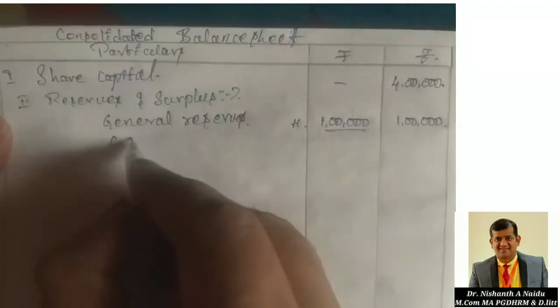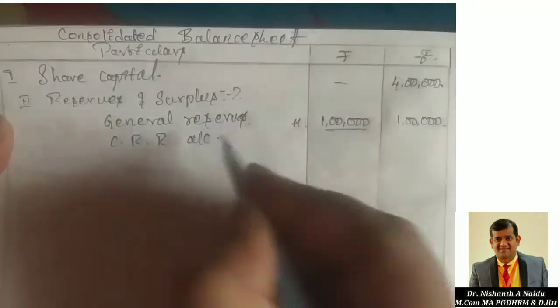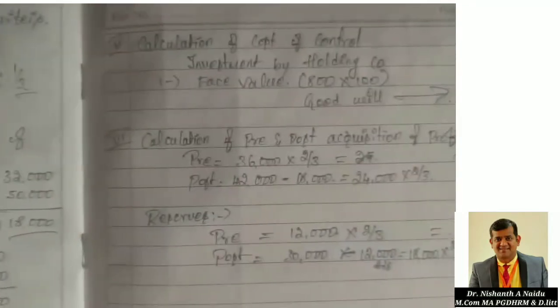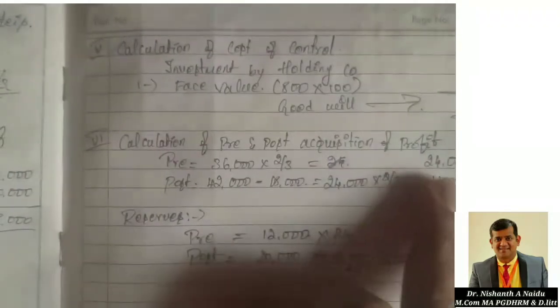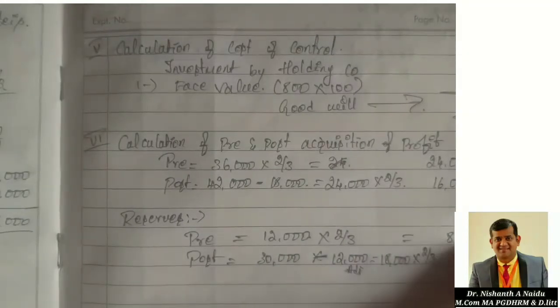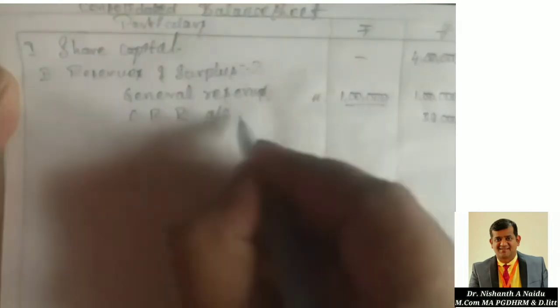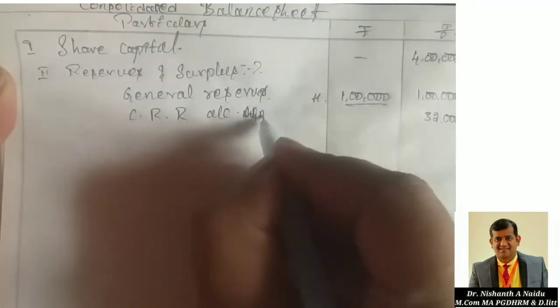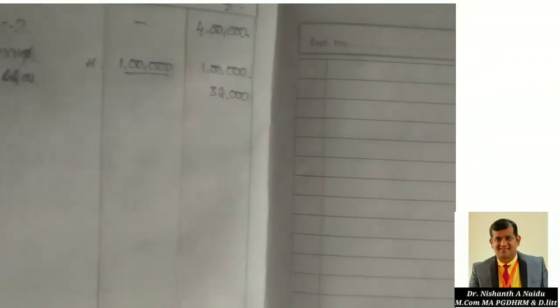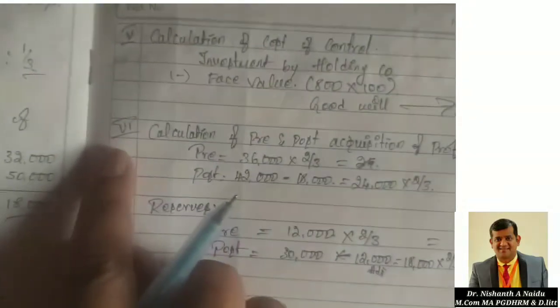Then we have transferred some amount to the capital reserve account, which has been done in the working note. Look here: 24,000 for capital reserve account, 8,000 for capital reserve account. So 24 plus 8 is 32,000 rupees. Capital reserve account, 32,000. We will mention the working note number also, working note number 6, so that we don't get confused.